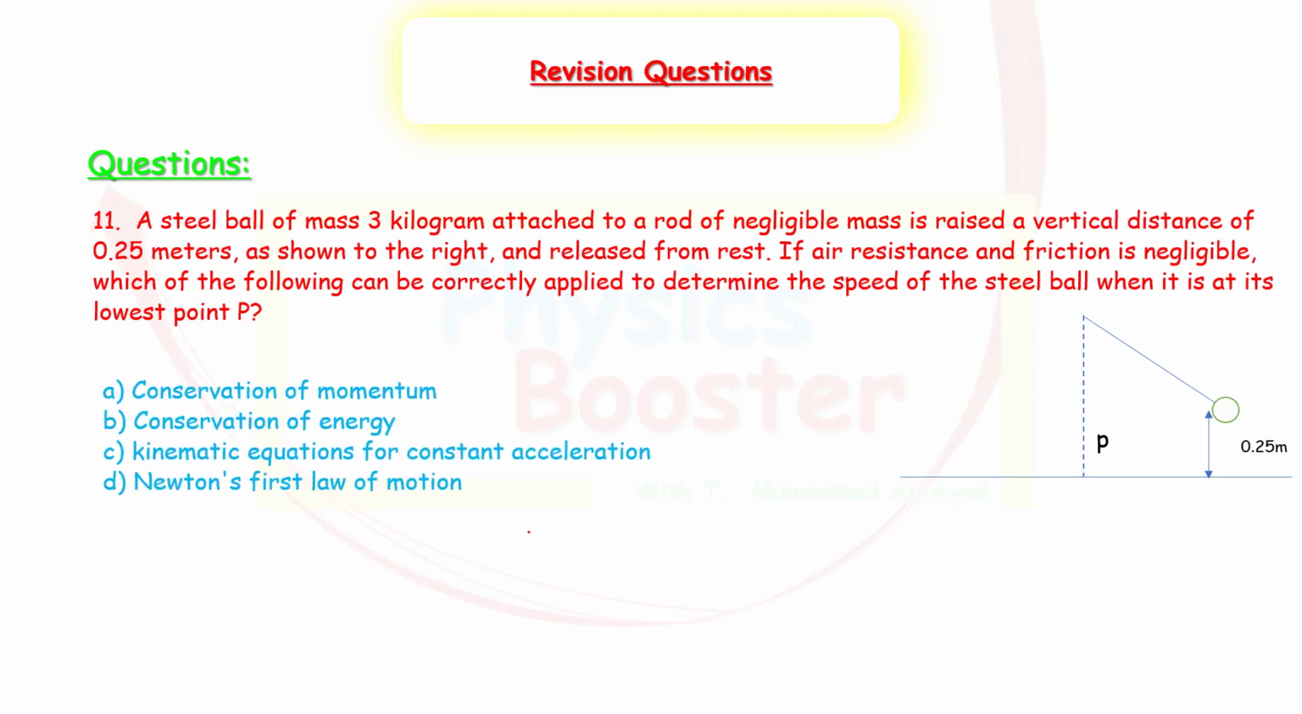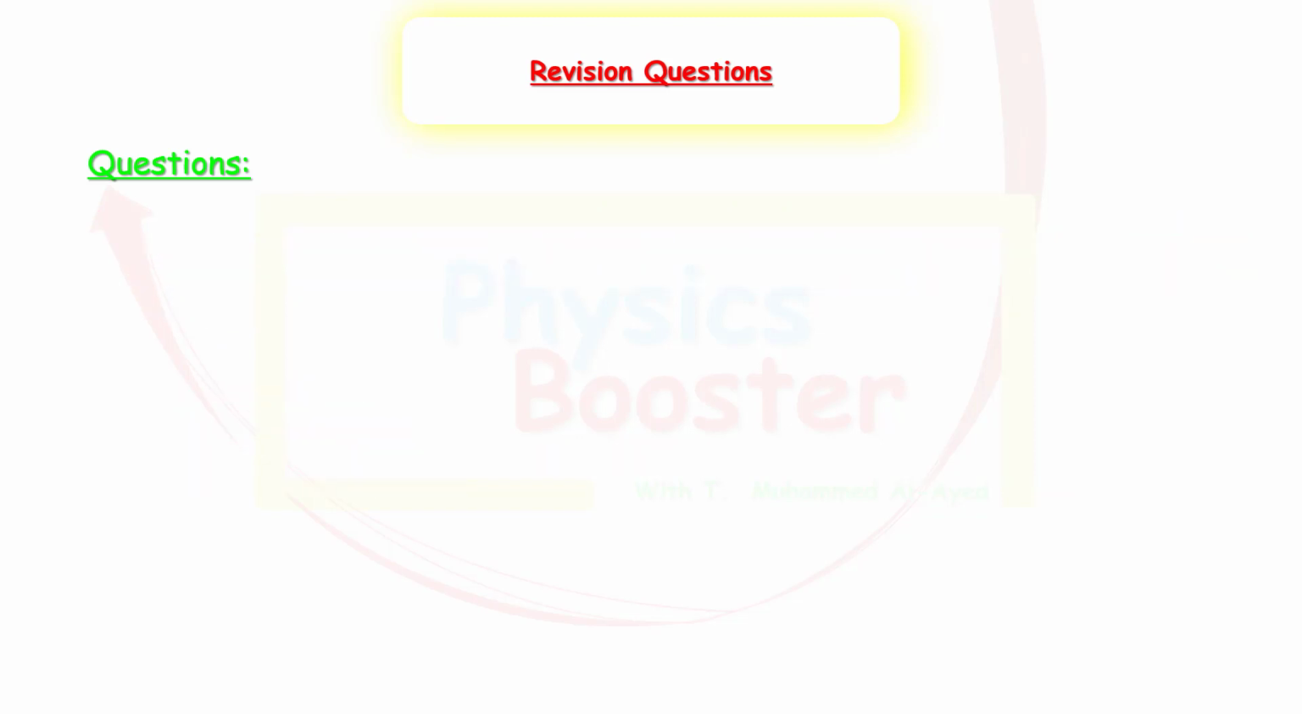Well, actually, this is a very straightforward question. It's asking which of these concepts I can use to determine the speed of the ball just when it reaches this point or location B right here. Can I use the conservation of momentum, conservation of energy, kinematic equations for constant acceleration, or Newton's first law? Well, it's clear that we will be using the conservation of energy equations or laws to answer this question.